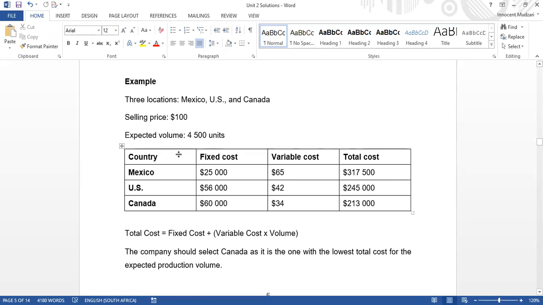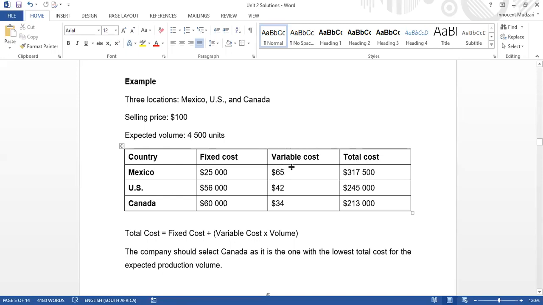So we have your country, this is the table. We have the country, first column. Second one is our fixed cost. The third one, sorry, variable cost. And then the last one, total cost. So for Mexico, let's say the fixed costs are 25,000, and then the variable costs are 65 per unit, right? It gives us a total of 317,500. That's the total cost.